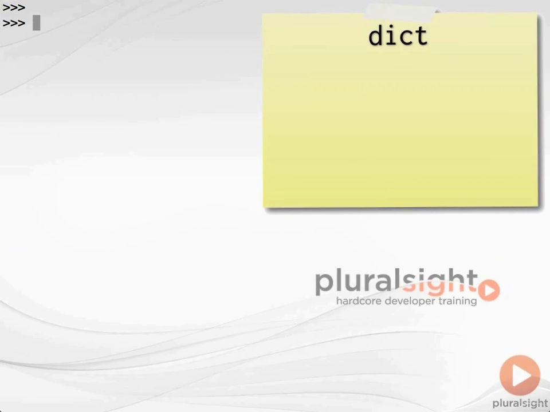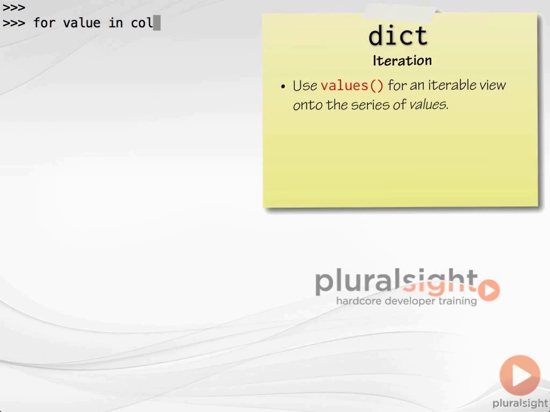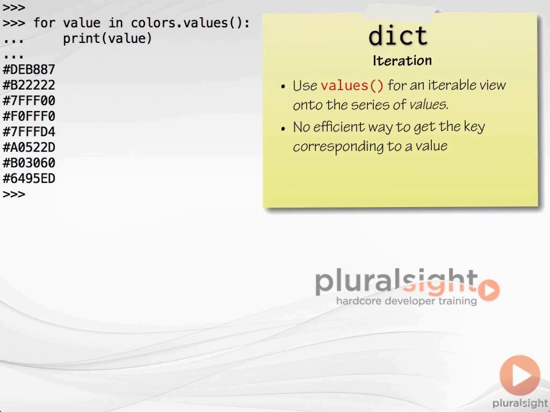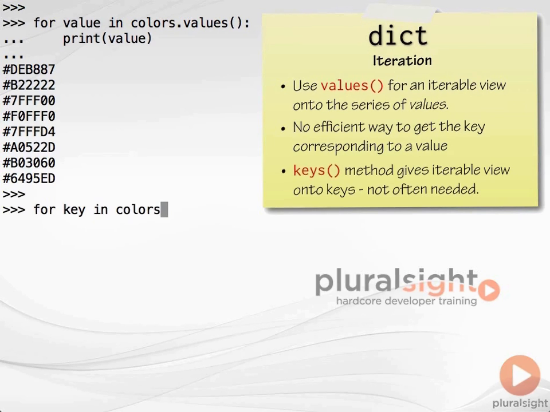If we want to iterate over only the values, we can use the values dictionary method. This returns an object which provides an iterable view onto the dictionary values without causing the values to be copied. There is no efficient or convenient way to retrieve the corresponding key from a value, so we only print the values here in this example. In the interest of symmetry, there's also a keys method which provides a view onto the keys of the dictionary, although it's not often used because default iteration of dictionaries is by key.